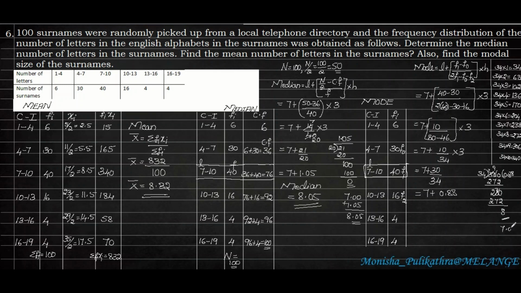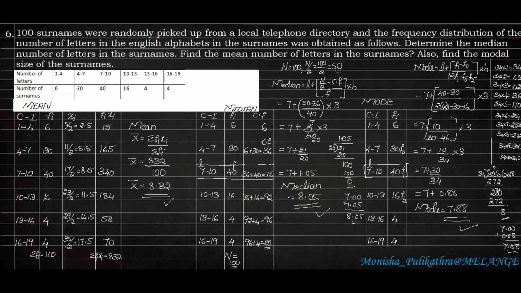So when we add 7.00 and 0.88, we will get 7.88. Okay, so 7.88 is the answer. Therefore, mode is equal to 7.88. Okay, so mean is 8.32, median is 8.05 and mode is 7.88.